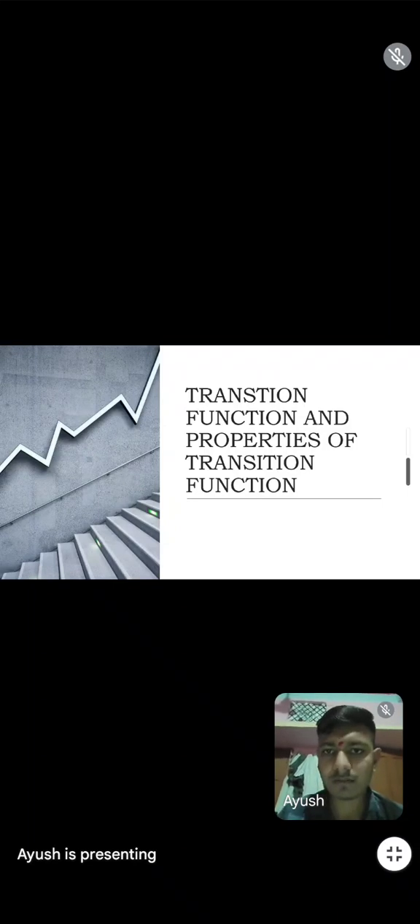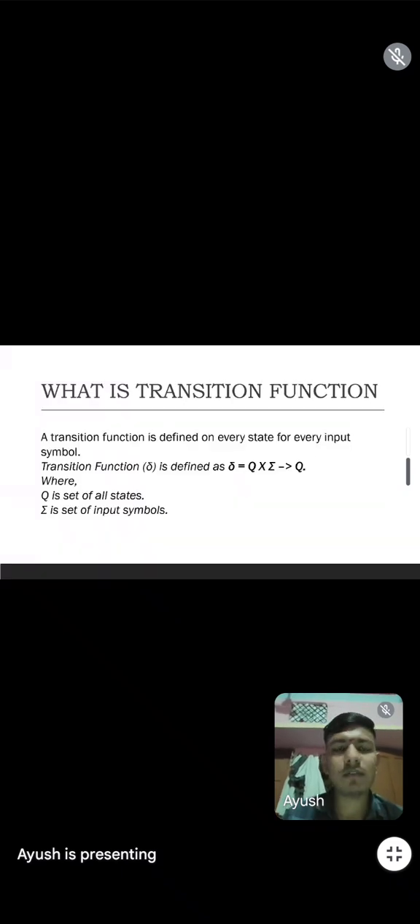Good evening, guys. Today we will understand the topic of theory of computation, a transition function, and properties of transition function. So, first of all, we will understand what is transition function. A transition function is defined on every state for every input symbol.